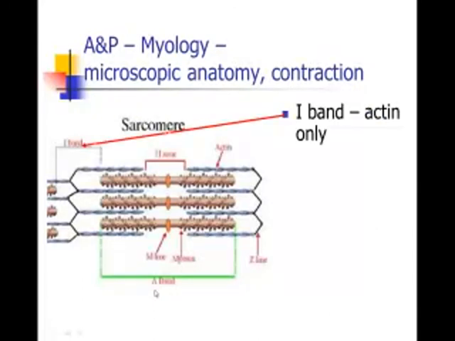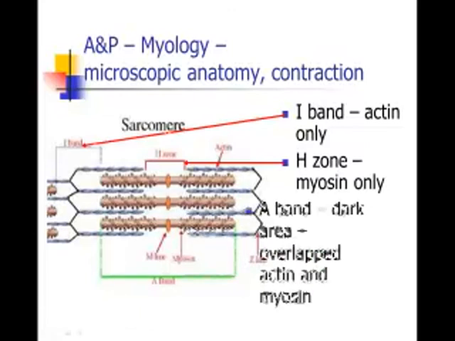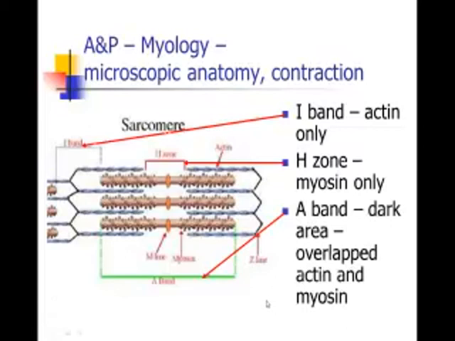Okay, so there's an I band where there's only actin. Then there's an H zone. The H zone is going to be where the myosin exists, but there's no actin associated with it. And then the A band is going to be basically the area where there's overlap between the myosin and the actin.